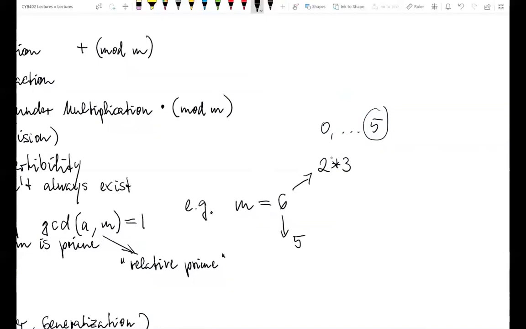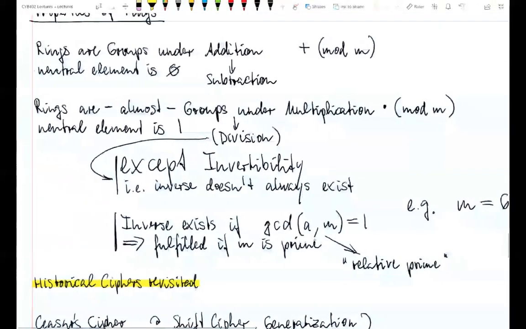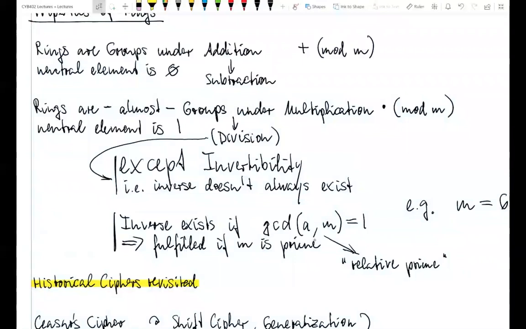Because 2 doesn't work because we have a factor of 2 here, the prime factor. 3 doesn't work, we have a prime number 3 here. 4 doesn't work because, again, we have the 2 here. So they're not relatively prime. It turns out 5 is the only number that is relatively prime to 6, okay? So that is the reason why we do not have a group under multiplication: because the inverse doesn't always exist.